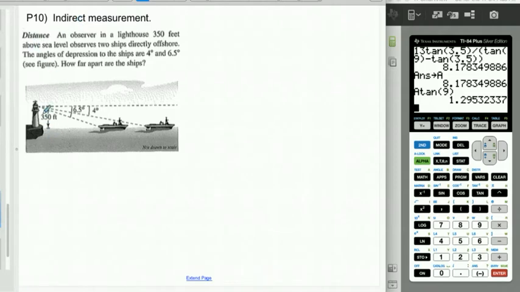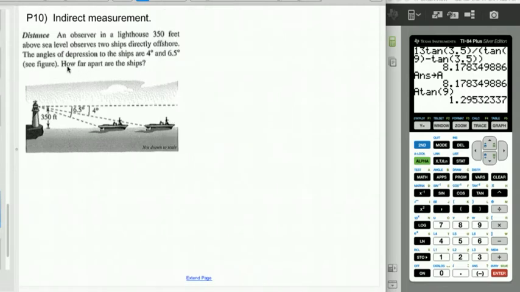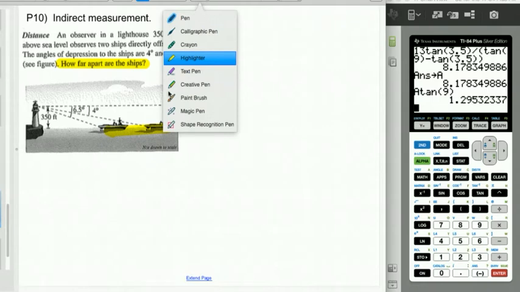So an observer is 350 feet above sea level and sees two ships directly offshore. The angles of depression are 4 degrees and 6.5 degrees. How far apart are the ships? One place to start, just to be clear, it's a really good idea to figure out what thing they're asking you for. In this case, they're asking you for this measurement right here, right? So it's good to know what they want.